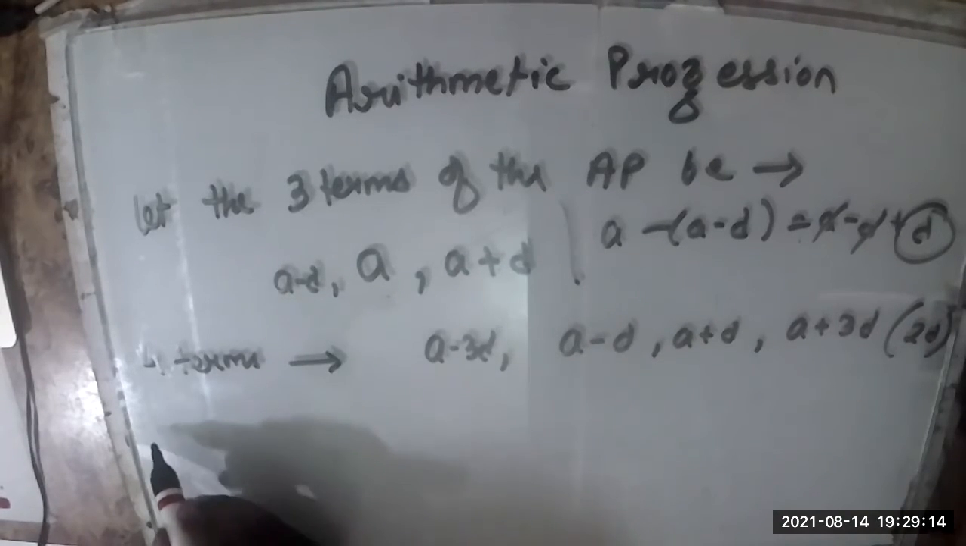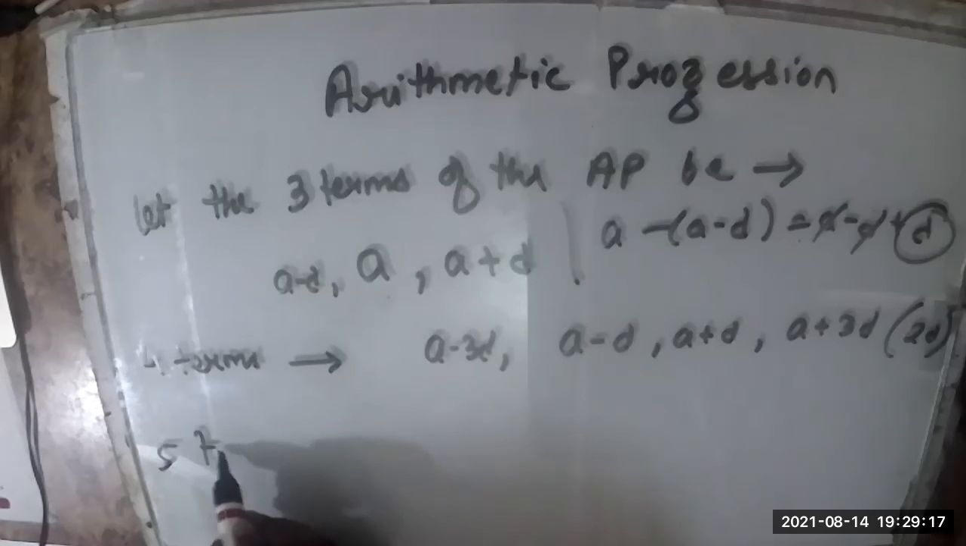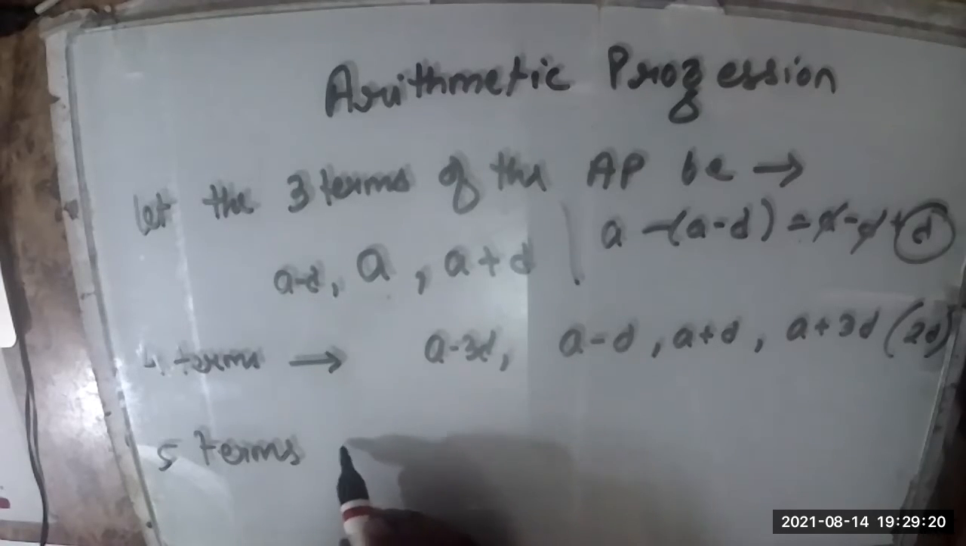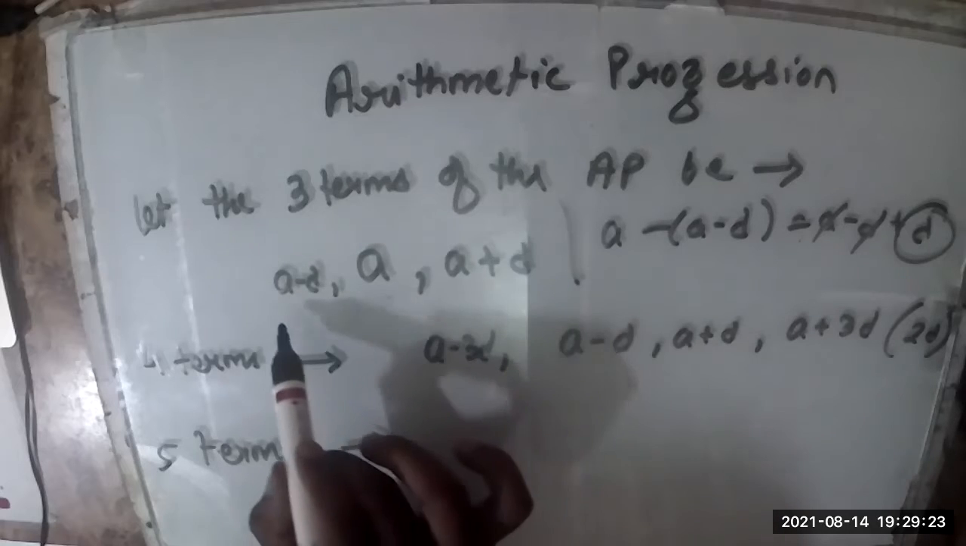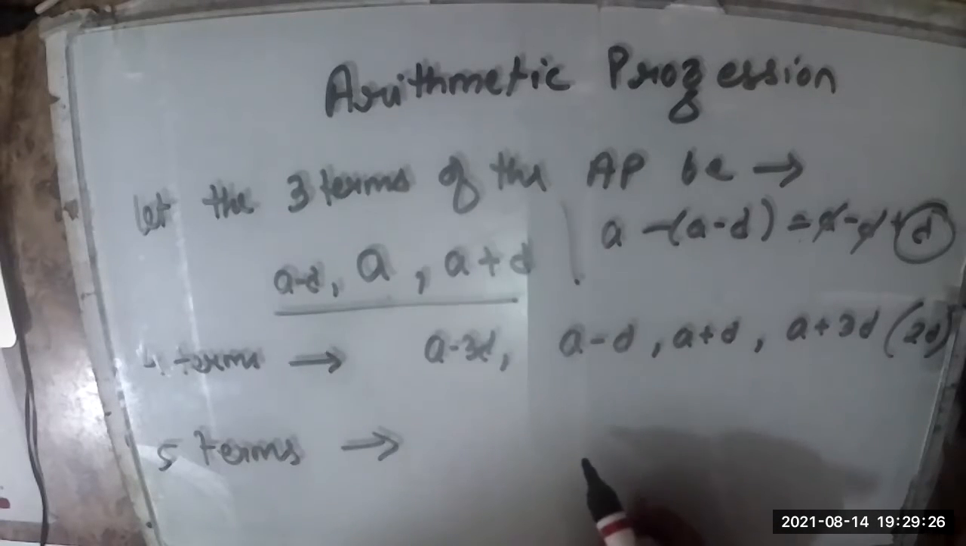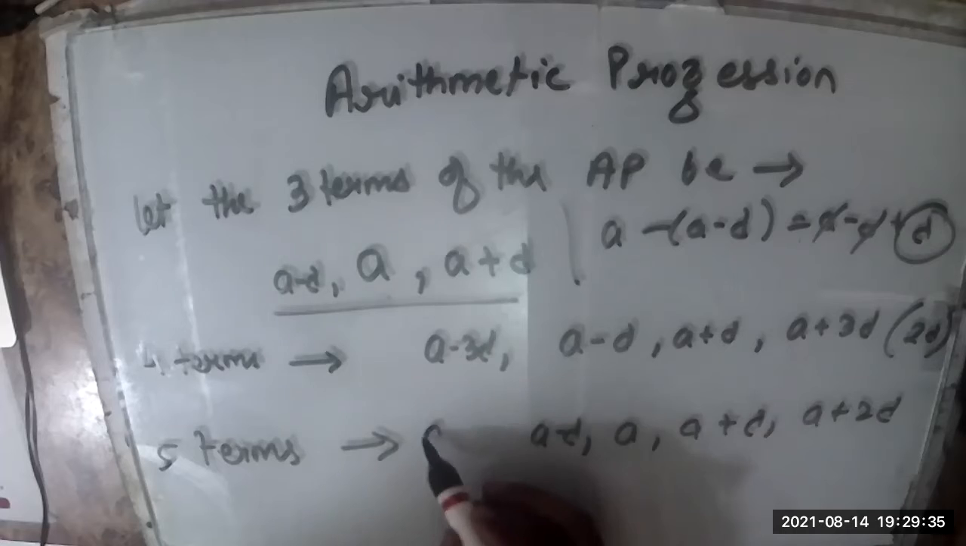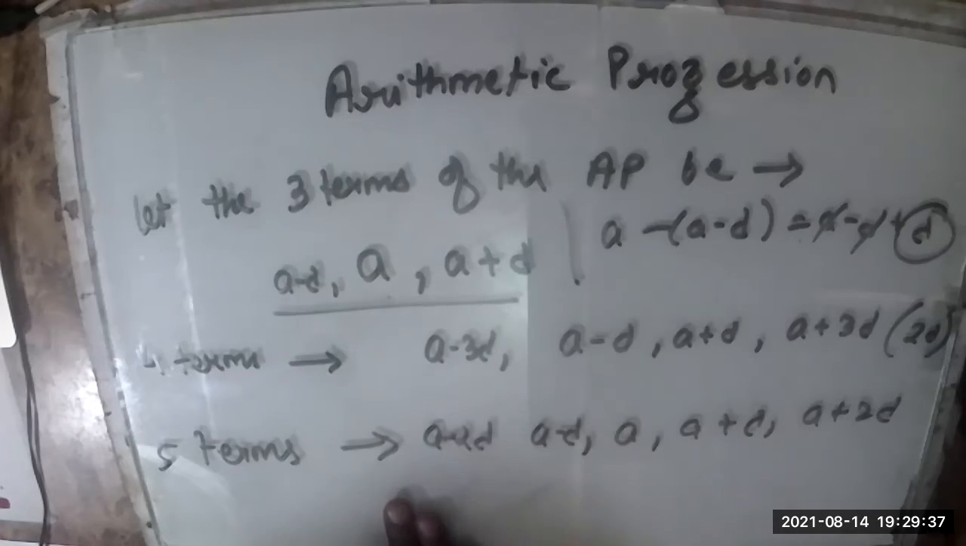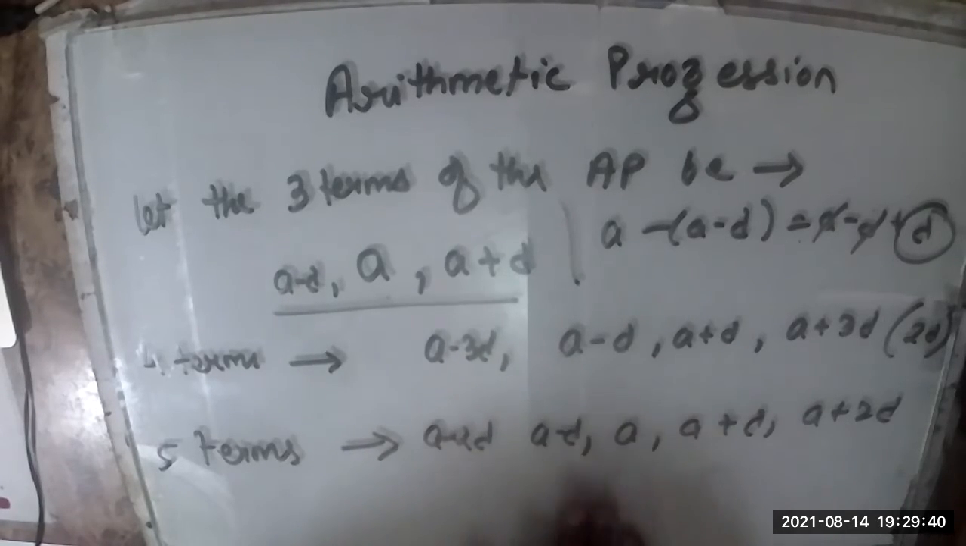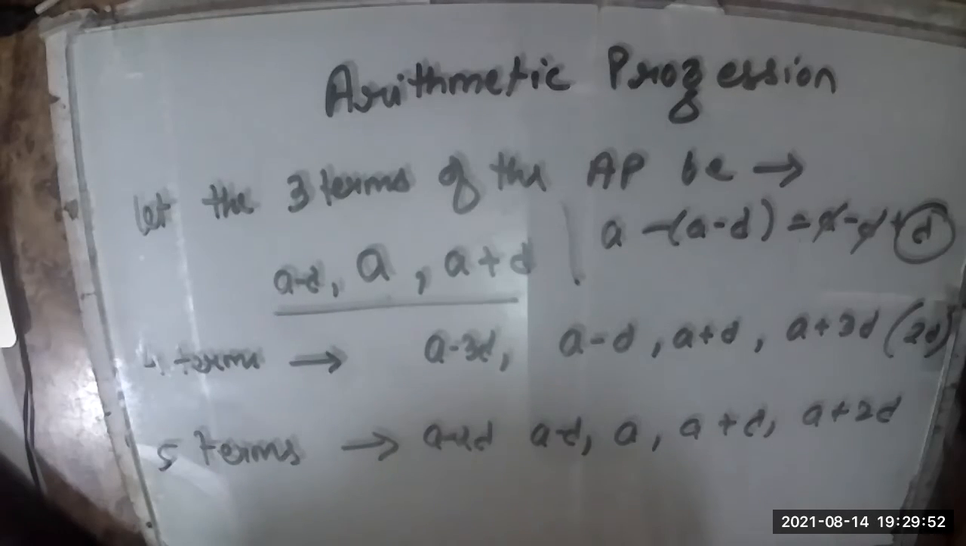Similarly, if you want to assume any five terms of an AP, then we have to assume them in a similar way as we assumed the three terms. That is A, A plus D, A plus 2D, A minus D, A minus 2D. It might confuse you at present, but when we solve the questions, it will be very clear why we are assuming these types of terms. Now we'll do some basic questions of arithmetic progression.